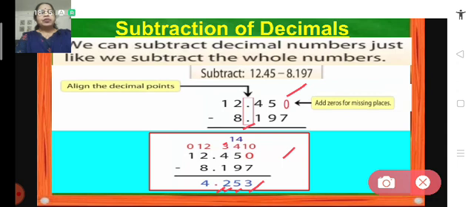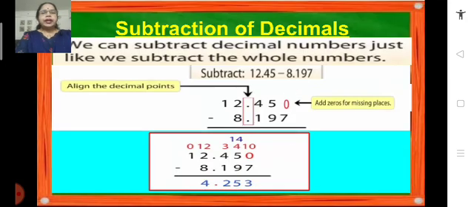Again in ones we have 2. 8 cannot be subtracted from 2. So 1 is borrowed from tens and it becomes 12. So 12 minus 8 becomes 4. So the answer is 4.253.